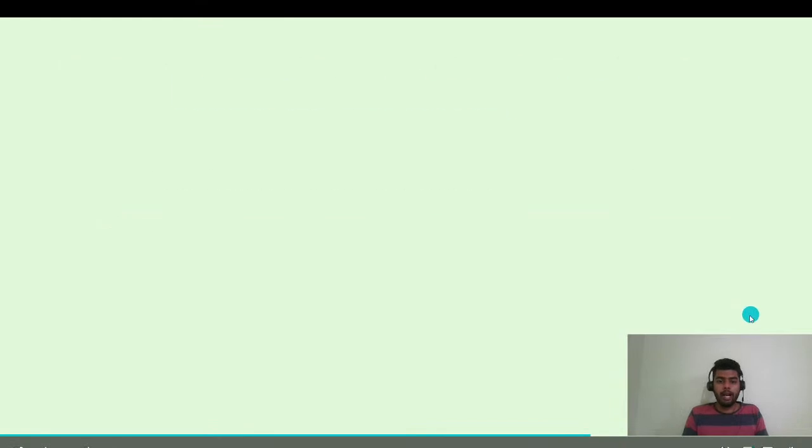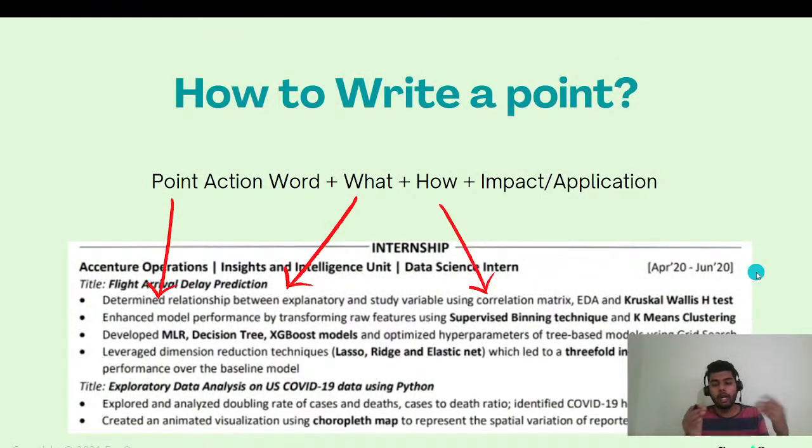At this point, let me tell you how to write a good point. These are different snapshots of different portions of the resume, but how do people actually write good points in the resume? That is framed on the basis of four different things. The first is the action keyword. The second is the what question. The third is the how question, and the fourth is impact and application. So let's see how these are implemented to write a good point.